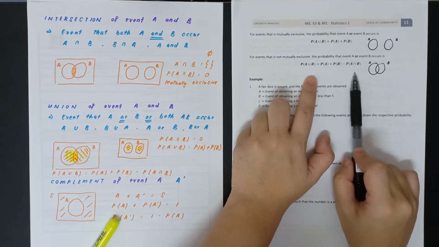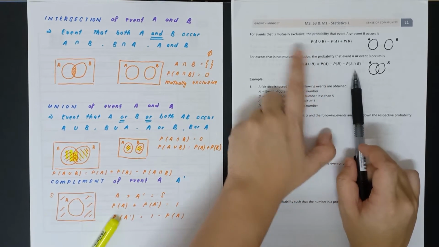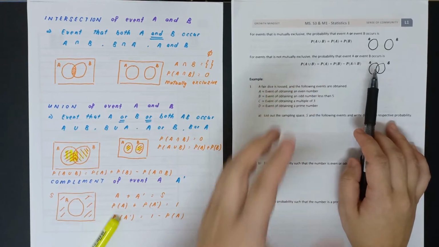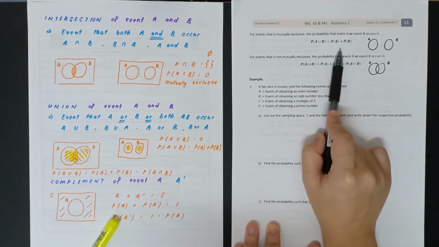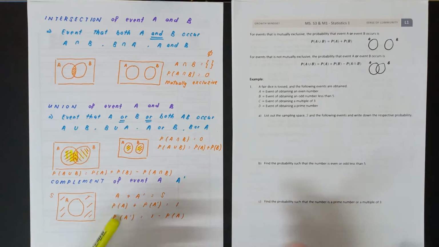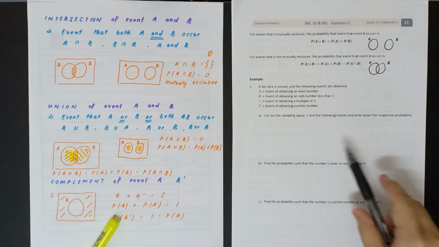So if you can get the idea that they are mutually exclusive, meaning they have no intersection point, then you can get that this part is 0. So this is how you get to this formula. So again, try to understand everything because all these formulas will not be given in your exam.